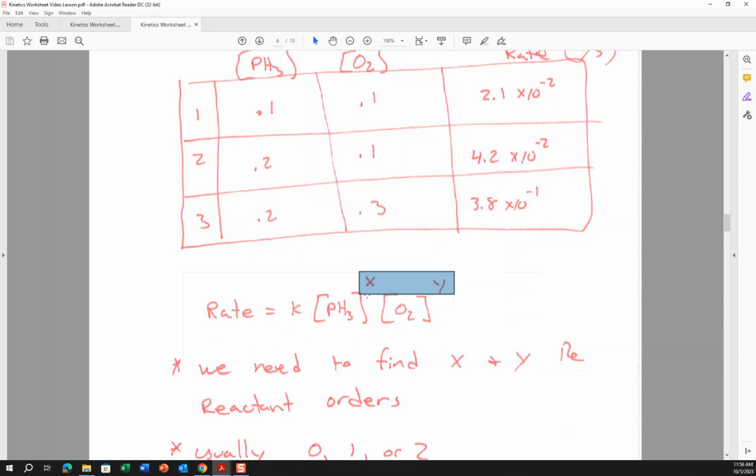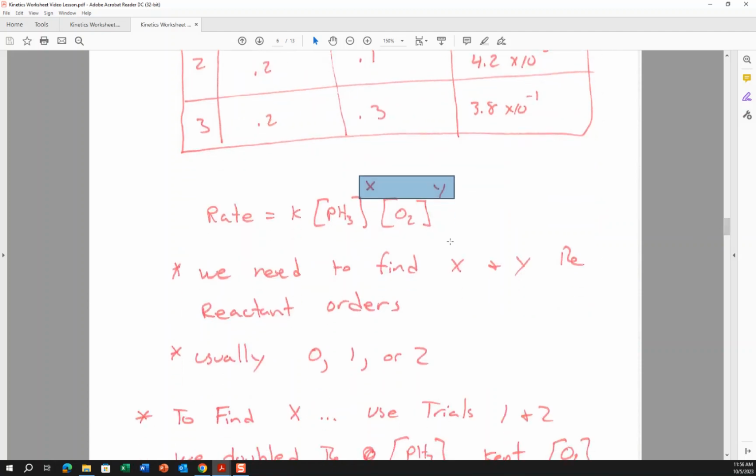We have to figure out the order of the reaction with respect to this reactant. So what is this reactant's order, and the order with respect to this one? We have to find the individual reactant orders from this data. So we're figuring out X and Y.